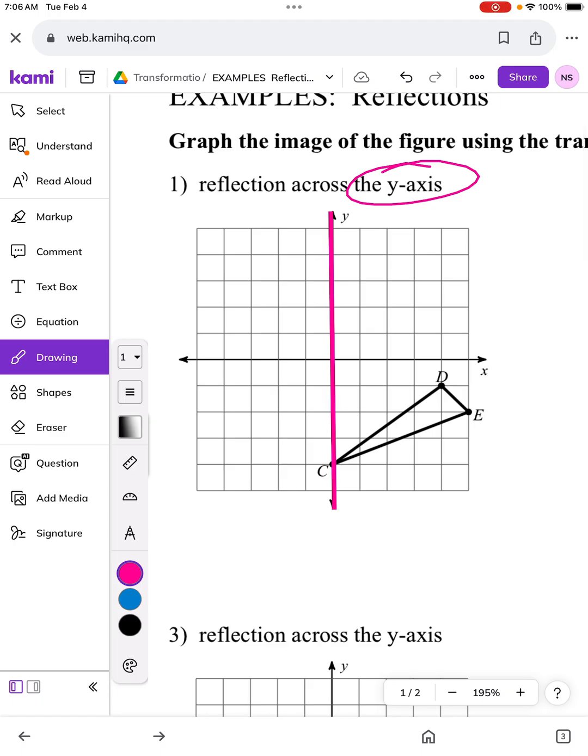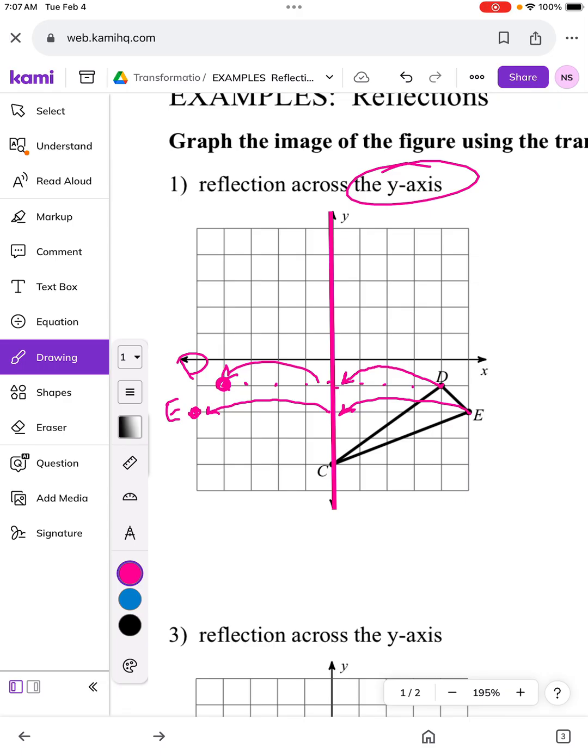From here, you're going to count to the line you drew. So if I'm doing point D, I'm going to count. There are 4 spaces, 1, 2, 3, 4, to get me to the line. I have to go the same 4 spaces, 1, 2, 3, 4, and that is where I'm going to put my new point D. I will do the same thing with point E. E is 5 spaces to the line, so I need to go 5 spaces past the line, so E is going to go right here.